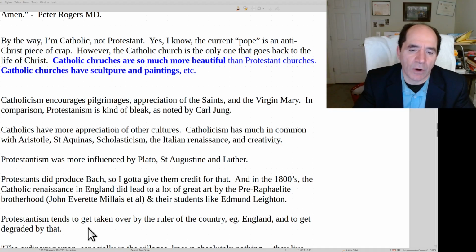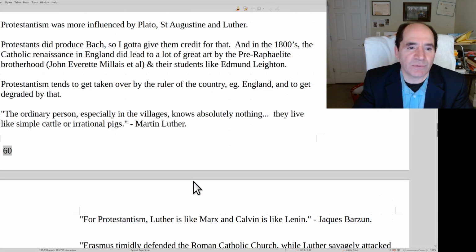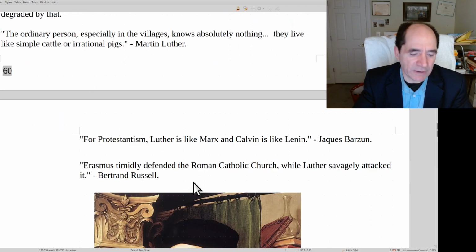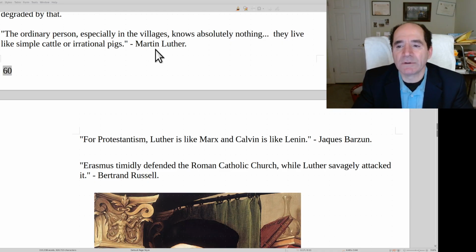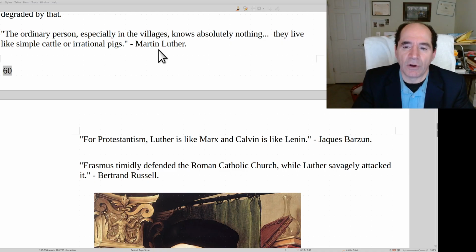Protestantism tends to get taken over by the ruler of the country, e.g., like England, and get degraded. To me, that's a joke. Henry VIII, being in charge of a religion. Yeah, he's real nice with his wives. So that's why Protestantism tends to go into the ground, is that it typically gets taken over by the ruler and it ends up becoming a joke, like it has become in England. The Anglican Church is a joke, okay? The ordinary person, especially in the villages, knows absolutely nothing. They live like simple cattle or irrational pigs, okay? So it's always going to be the case that most people are illiterate and are not interested in knowing anything.